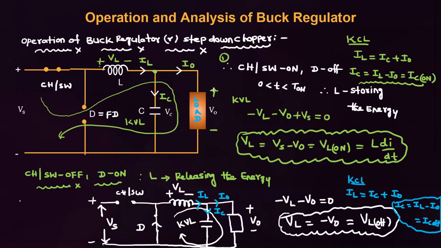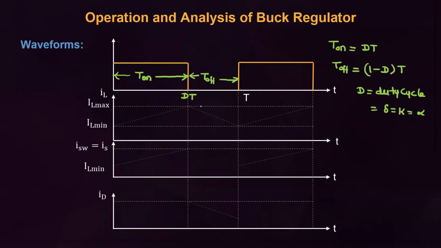The chopper is off for T on less than t less than T. Between T on and T, the chopper is off. This is the case of the chopper on pulse. This is the off pulse. Again, the chopper on pulse. But our analysis is for only one time period.